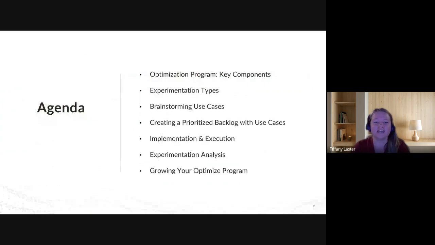So our agenda today is going to be talking about your optimization program, the key components of that. Then we'll discuss some different experimentation types, how to brainstorm use cases, creating a prioritized backlog with those use cases, implementation and execution on XM Cloud, and then how to do an experimentation analysis. And we'll also touch on how to grow your optimization program overall and start scaling personalized experiences across the board.